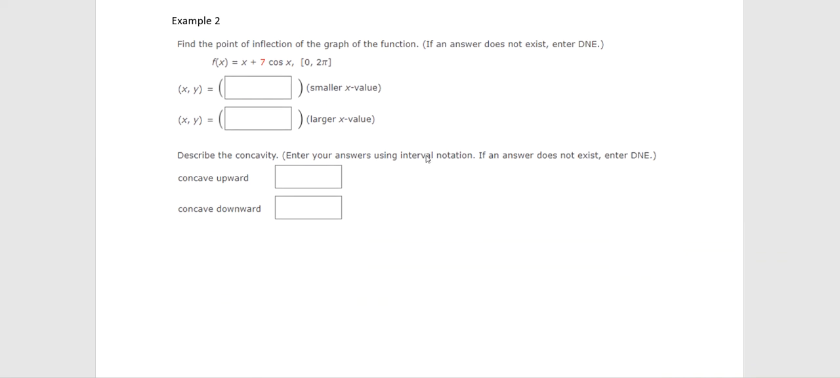Only this time it says something slightly different, and I've made it harder by including trig. Find the point of inflection of the graph. The point of inflection is always, first of all, I call it POI. If you've ever been to Hawaii and eaten poi, and you didn't grow up on it, it's nasty. So every time I talk about points of inflection, I think of Hawaii.